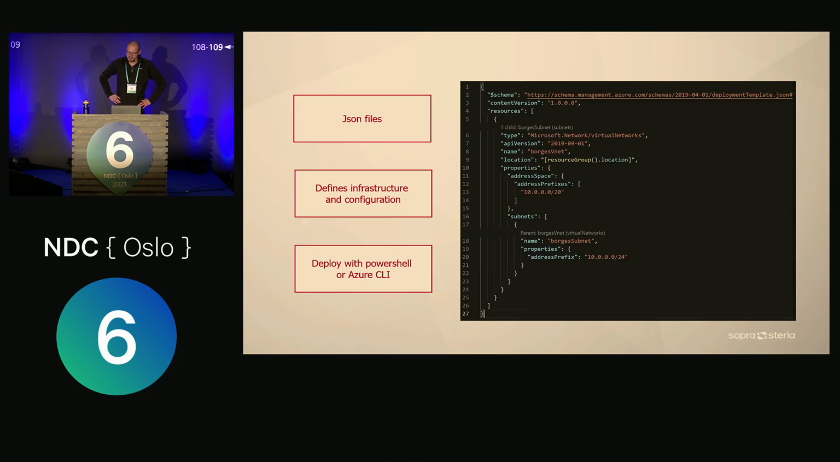On the right here, we have an example of an ARM template. It's just a JSON file, and it defines your infrastructure and your configuration. And you can deploy it in a bunch of ways. You can do it manually in the portal, or you can use PowerShell or Azure CLI, anything.